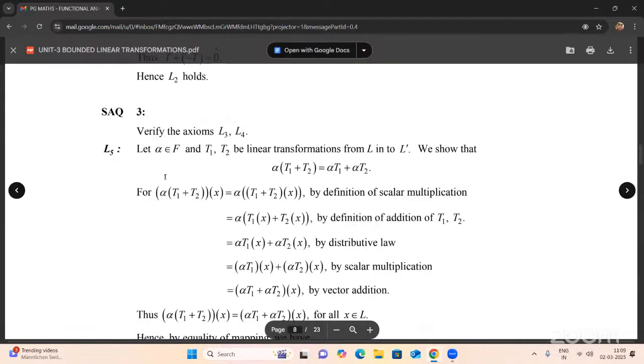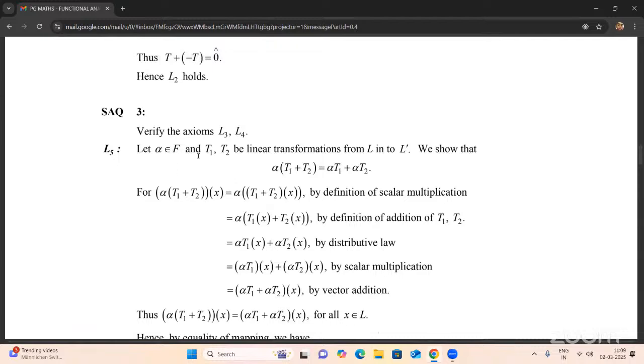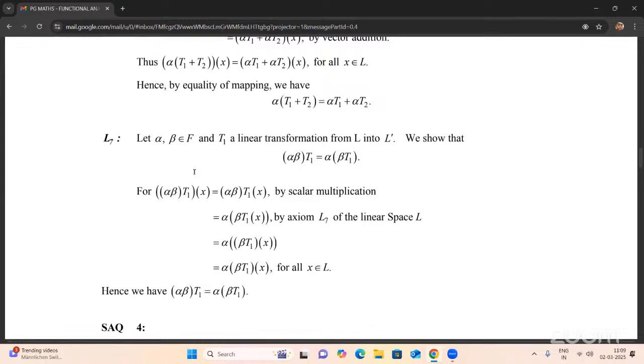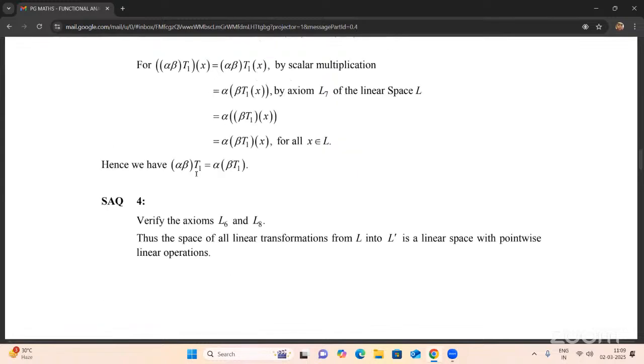And what is L5? Distributivity is there. And alpha of T1 plus T2 means alpha T1 plus alpha T2. So alpha scalar distributes under vector addition for the linear transformation. And again, alpha beta of T1 equal to alpha of beta T1. Okay. And again, L5 is also verified here.